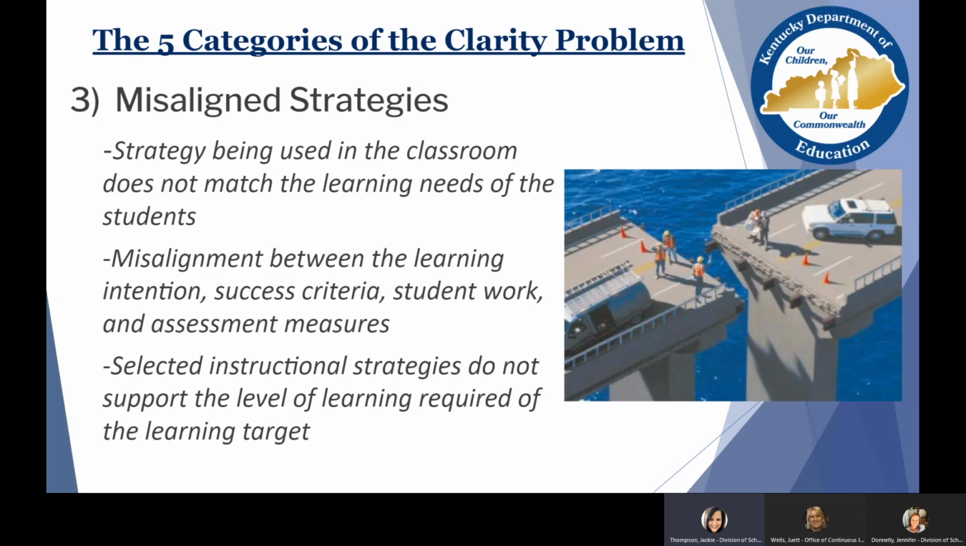But part of the clarity problem is misaligned strategies. The strategy is being used in the classroom, but it doesn't match the learning needs of the student. So when we think of a strategy, it has to, again, be tightly aligned to those standards and the standards work that gears our students toward that success criteria. And it has to be aligned tightly. Misaligned between the learning intention, success criteria, the student work, and the assessment measures. And then we selected that instructional strategy and it doesn't support the level of learning required of the learning target.